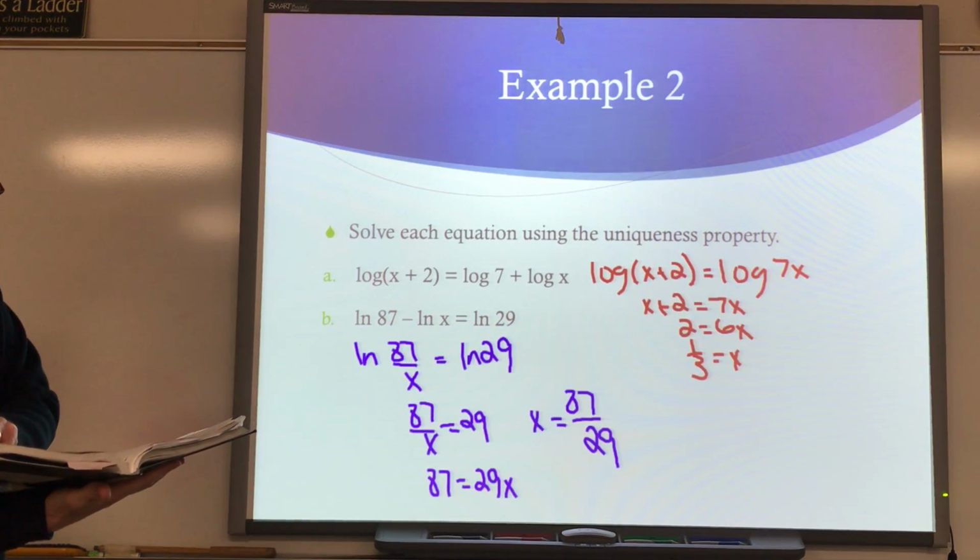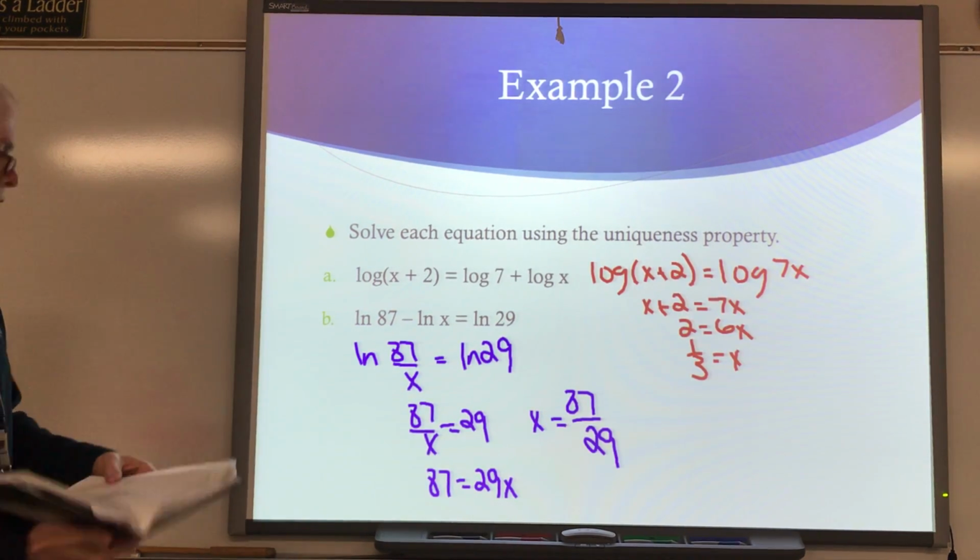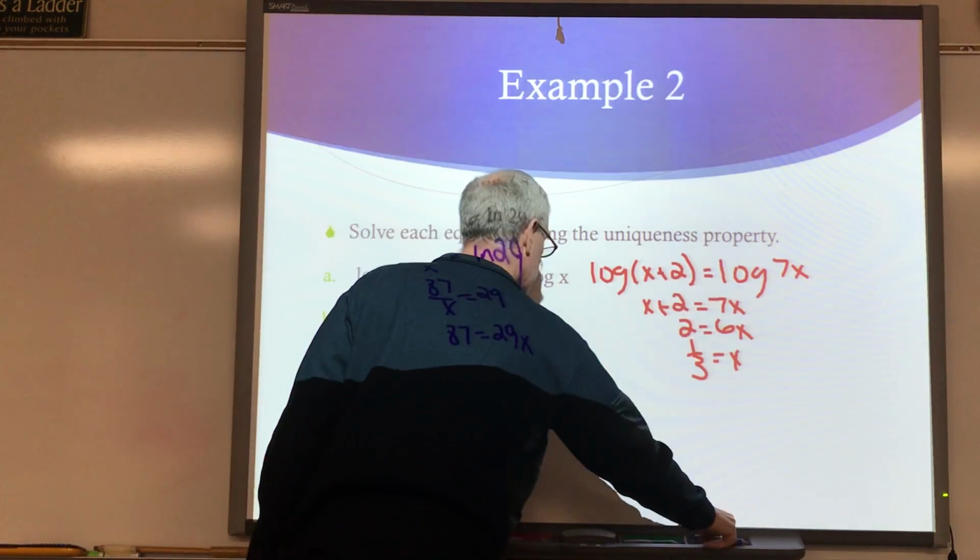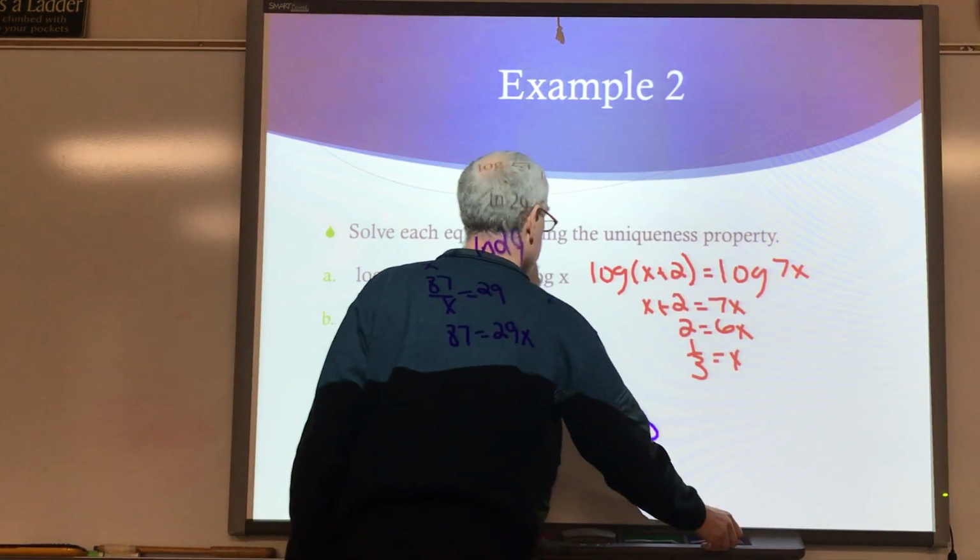So if you can get that, using the properties we learned about yesterday, if you can condense that, then it's pretty straightforward. And of course, 87 over 29 is just 3.